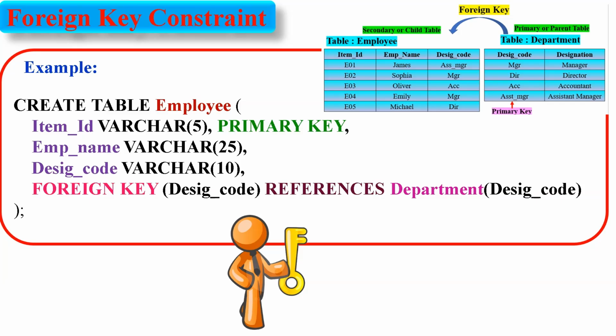In this SQL statement, item_ID is the primary key in the employee table. emp_name is an attribute for the employee's name. dsig_code is a column in the employee table that you want to create as a foreign key. The foreign key constraint is used to specify that the dsig_code column in the employee table is a foreign key. It references the dsig_code column in the department table.